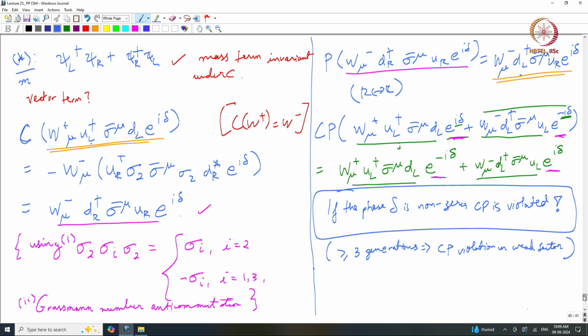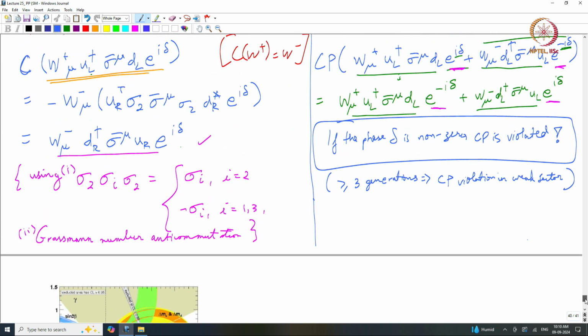Okay? So, well, the converse here is that trivially, if delta is 0, what happens? If delta is 0, these two terms are equal, right? e power i 0 is 1. So clearly those two terms are equal and CP is not violated. Okay. Excellent.